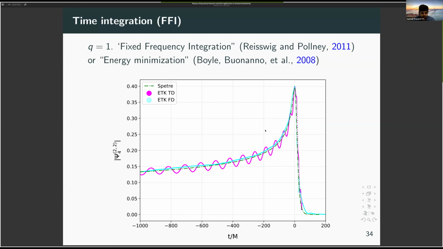So what one would do is use what is known as fixed frequency integration. And if you use fixed frequency integration, you can get rid of these oscillations, as you can see in the cyan color here. The magenta one is time integrated naively using RK methods. You could also do an energy minimization approach. That's the alternative, and one would recover the same result. And what you see in green is the strain directly computed from psi4 using Cauchy characteristic evolution methods. So we can see that the cyan curve is very, very close to the green curve here.